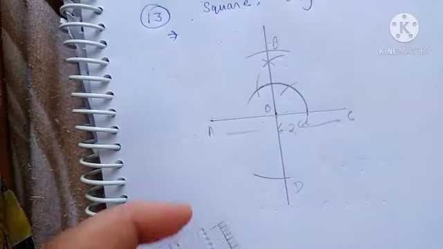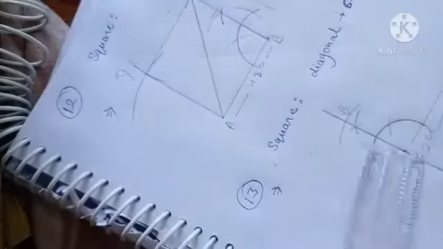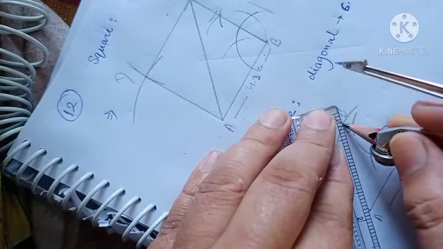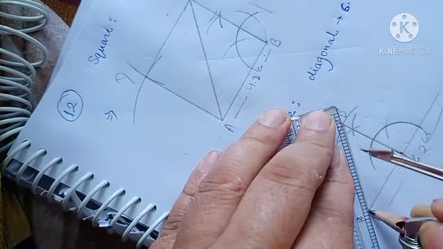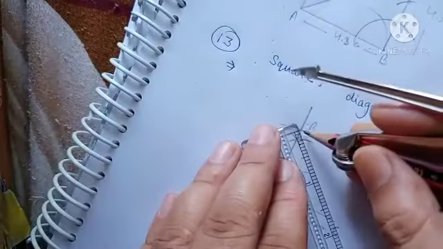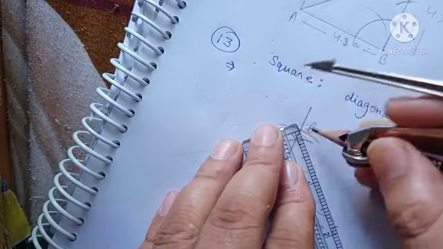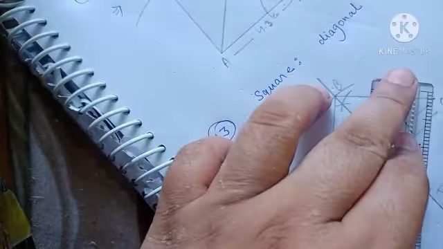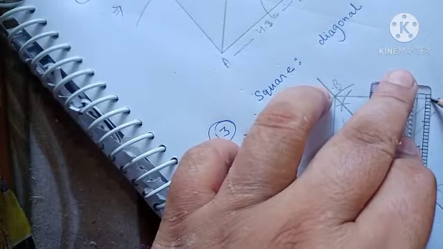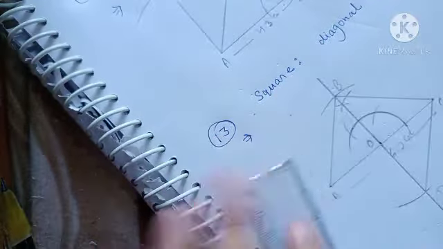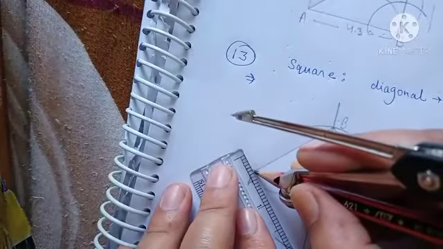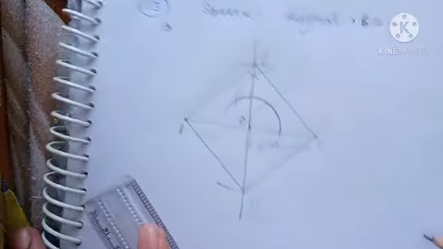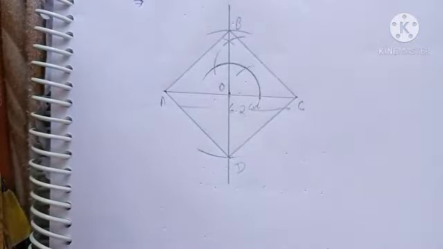Now join AB, BC, CD and DA. Now it is the required square ABCD.